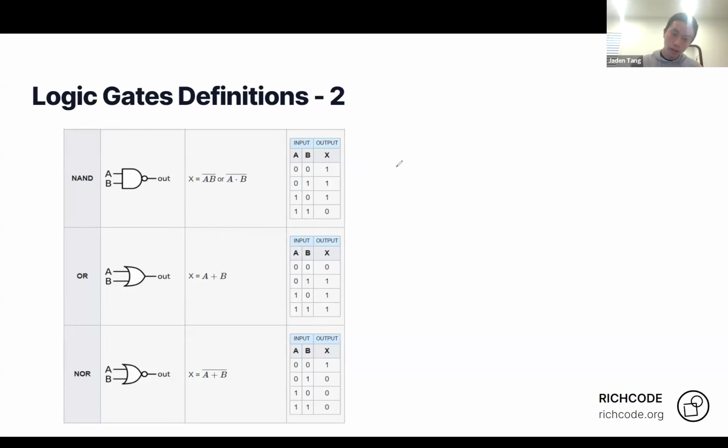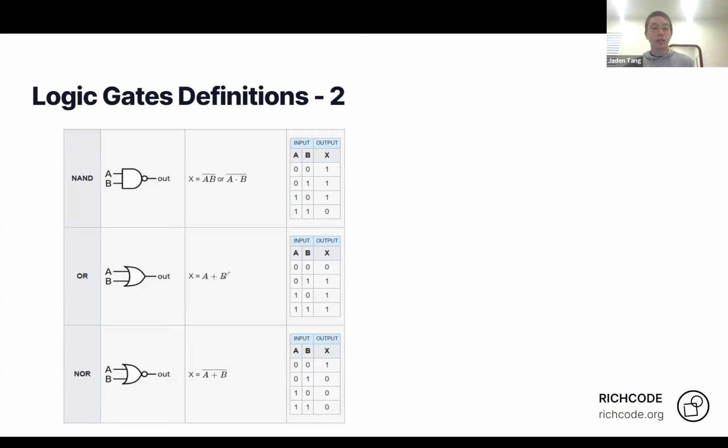And then OR is just A plus B, which just means as long as A and B are not both 0, in other words, A or B, at least one of them is 1, the output is 1, which is represented by a plus. And NOR is just the opposite of OR, which is represented by a line over A plus B, which only returns true if both are 0. Otherwise, it returns false.